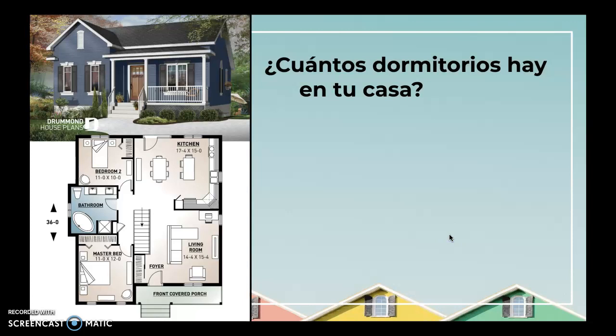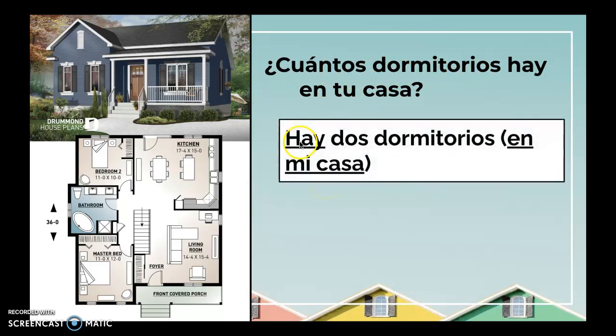Okay, now there's another question. Let's say you just basically were describing your house. Es azul, tiene un piso. They want to know specifically, ¿cuántos dormitorios hay en tu casa? How many bedrooms are there in your house? You would answer, hay dos dormitorios en mi casa. You could just say, hay dos dormitorios. There is, or there are 2 bedrooms. You could add, in my house. Or you could just say, there are 2 bedrooms.